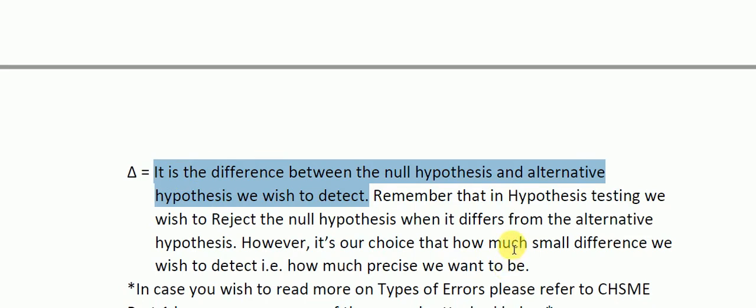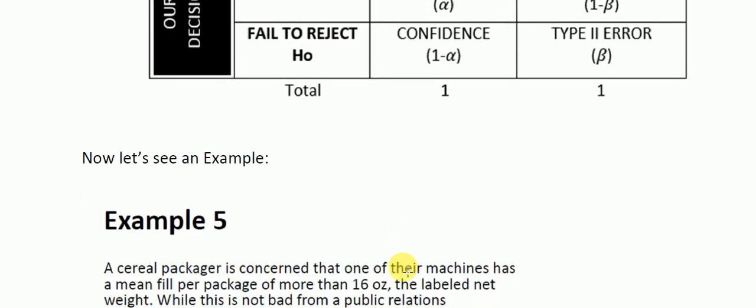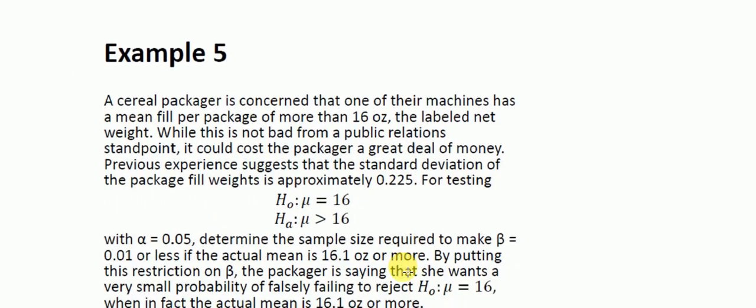Okay, remember that in hypothesis testing we wish to reject the null hypothesis when it differs from the alternative hypothesis. However, it is our choice how small a difference we wish to detect, that is, how precise we want to be. Okay, so let's see an example and then we'll be much more clear on this topic.